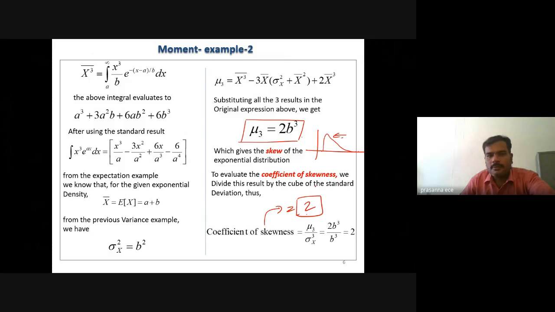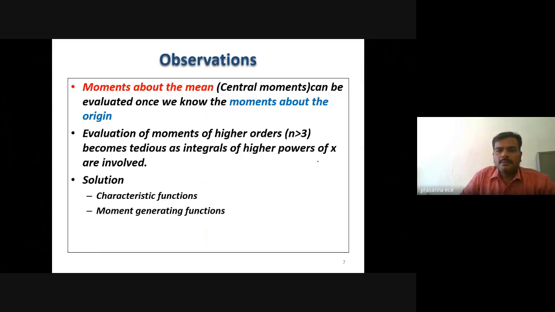Now we have done 2 examples, so we can recall our first example and this example. There are some observations to make in these 2 examples. What we are observing is that the moments about the mean, that is all the mu's, mu1, mu2, mu3, mu4, can be evaluated once we know the moments about the origin. If we want to evaluate mu2, we have to know what is m2 and m1.